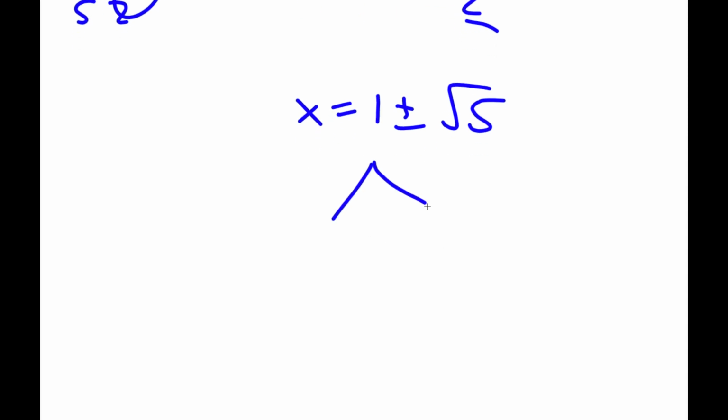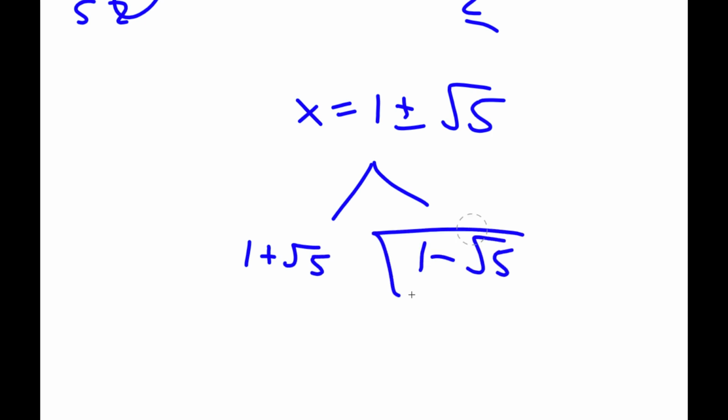To be specific, I have 1 plus the square root of 5, and I have 1 minus the square root of 5. And these two are my answers.